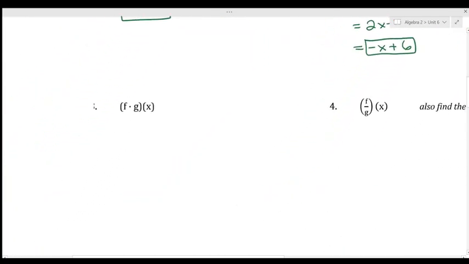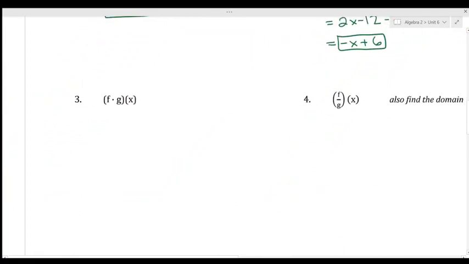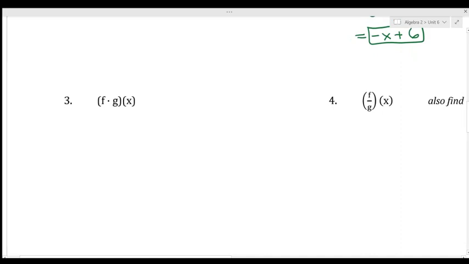All right, moving on. We have f times g of x. So when we rewrite this, I'm going to scooch in a little bit more. This gives us f of x times g of x. So we're going to replace f of x with its function, which is 3x minus 18, and then times our g of x, which was 2x minus 12. Okay, we know how to do this. This is FOILing. We got this.